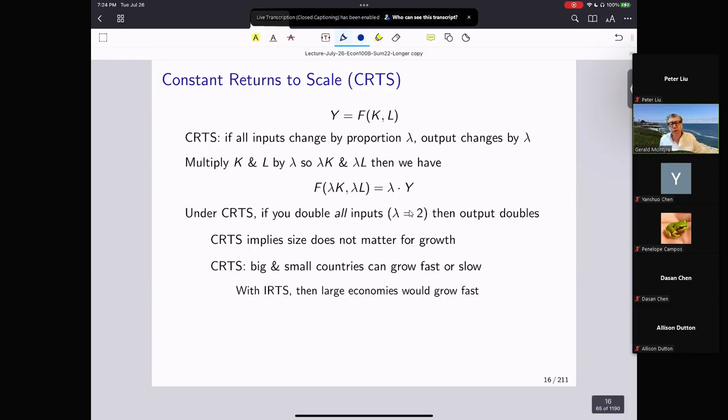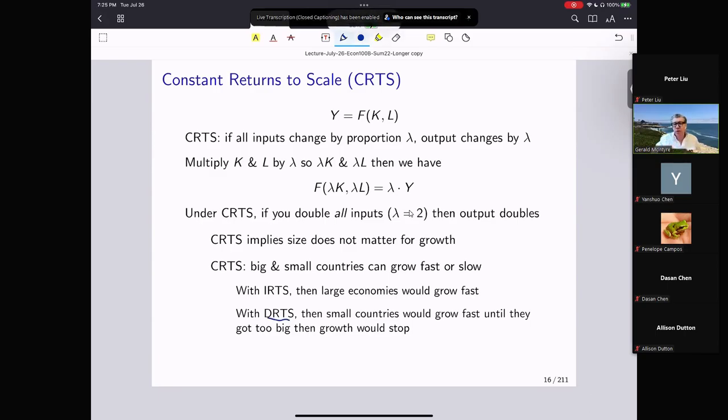But if you had increasing returns to scale, IRTS, then it would be the case that only large countries would grow fast. And we don't see that in the data. Many fast-growing countries are small. Singapore is a small country, and it grew fast. The United States is a rich country, and its growth rate, real GDP, is around 3% per year. That's relatively slow. Likewise, with decreasing returns to scale, then small countries would grow fast.